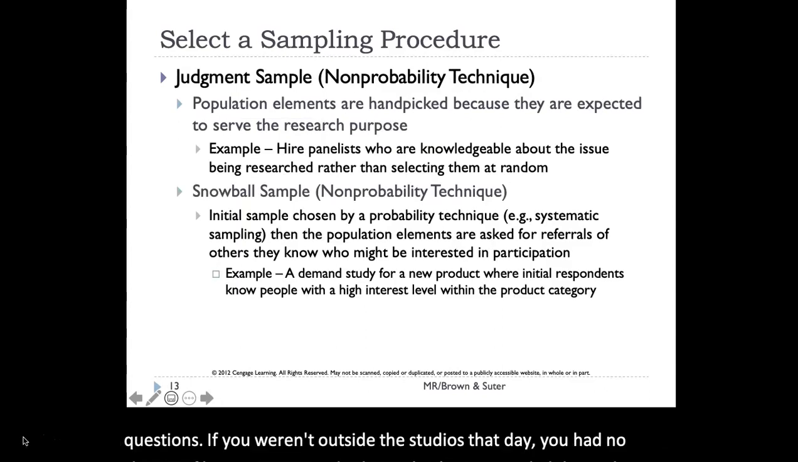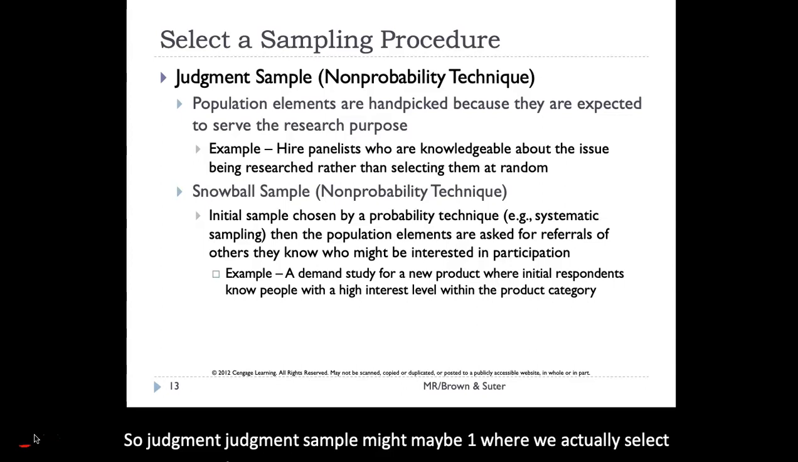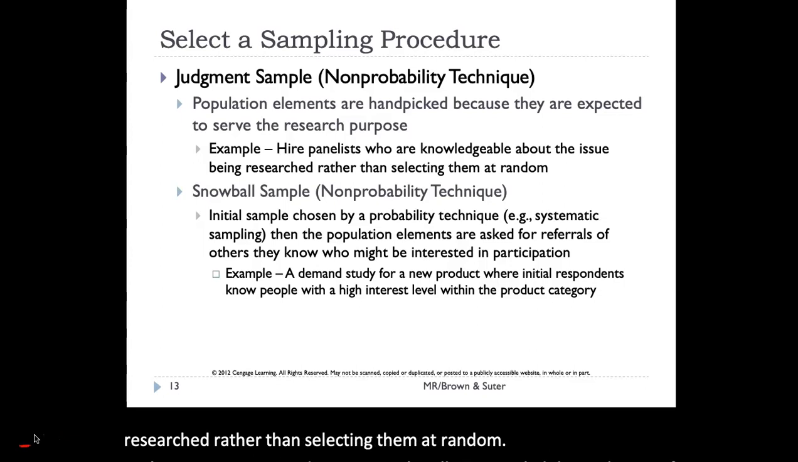Judgmental samples, another non-probability technique. So a judgment sample may be one where we actually select an expert in the field of whatever we're trying to figure out or whatever information we're trying to get. So the example here is a really good example. Hire panelists who are knowledgeable about the issue being researched rather than selecting them at random. We're using our own judgment. So it's still a non-probability technique if we're choosing that person.